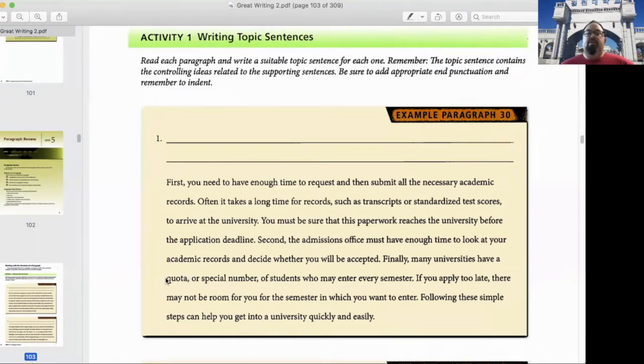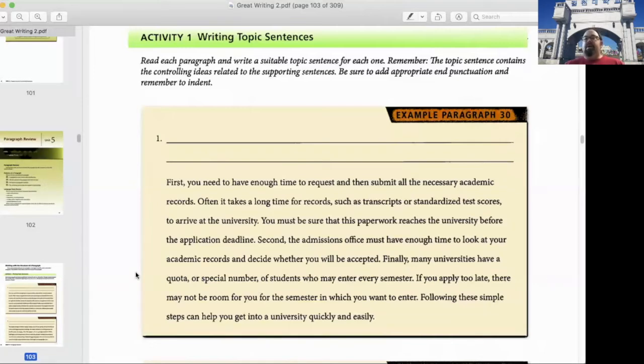So if you don't know what that word quota means, the commas here set it off, and it's giving you the definition. A quota, what's that? Or special number, a special number of students who may enter every semester. If you apply too late, there may not be room for you for the semester in which you want to enter. Following these simple steps can help you get into a university quickly and easily.